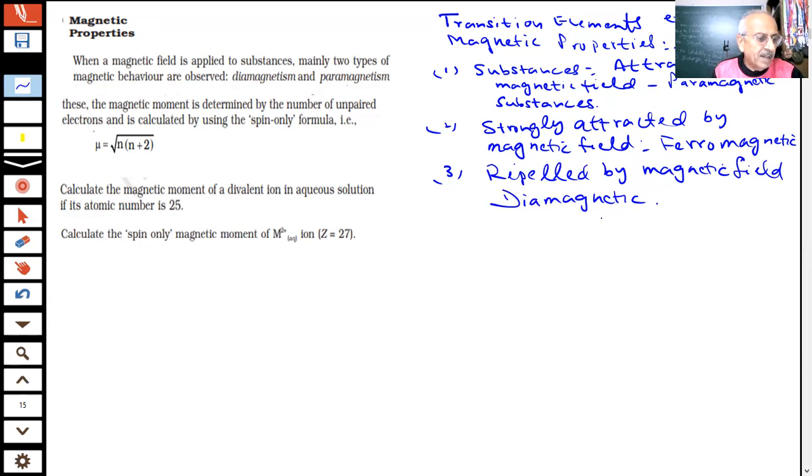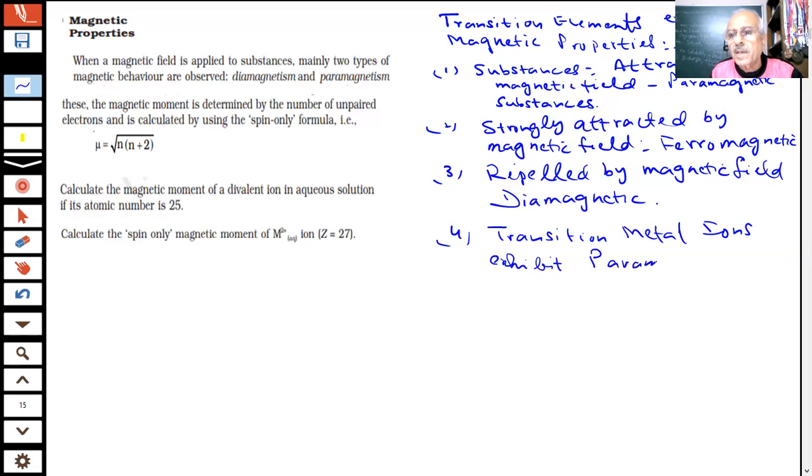So what we see is that a larger number of transition metal ions exhibit paramagnetism. What does it mean? They will be attracted by the magnetic field.